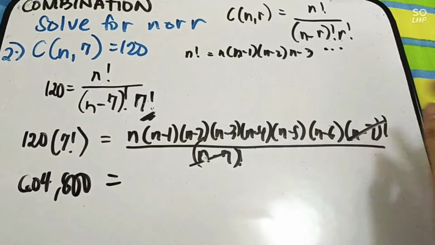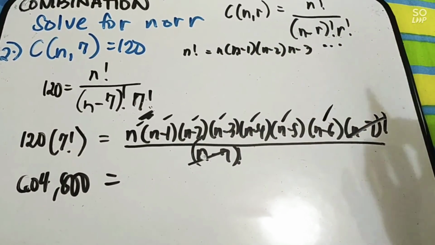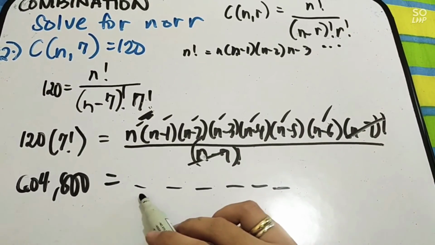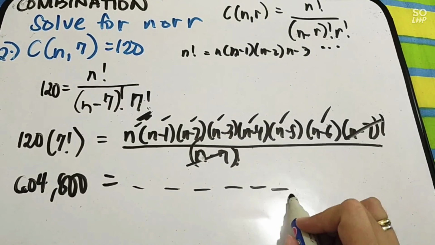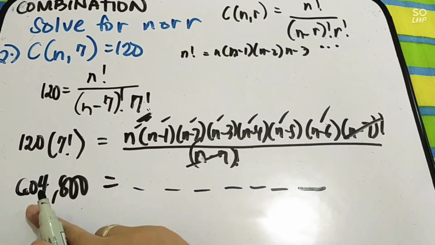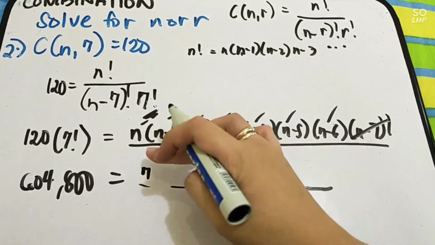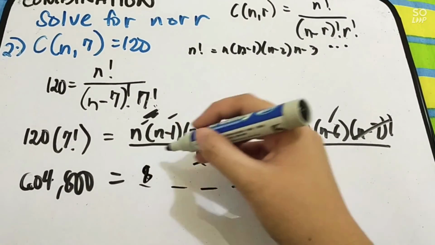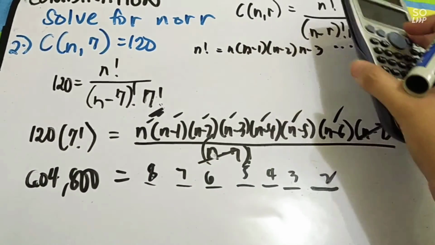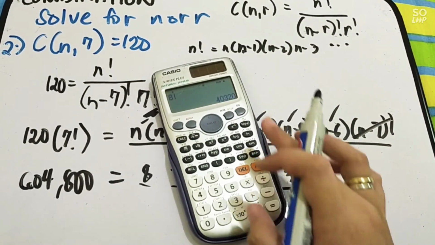604,800. Ngayon, magta-try tayo. Ilang numbers? 1, 2, 3, 4, 5, 6, 7. So, kailangan 7 numbers. Pag minultiply mo na magkakasunod sila, pababa, ang sagot ay 604,800. Let us try. What if we have here 7? Taas-taasan natin. We have 8, 7, 6, 5, 4, 3, 2. If you multiply it, or simply 8 factorial na yun, we have 40,320.